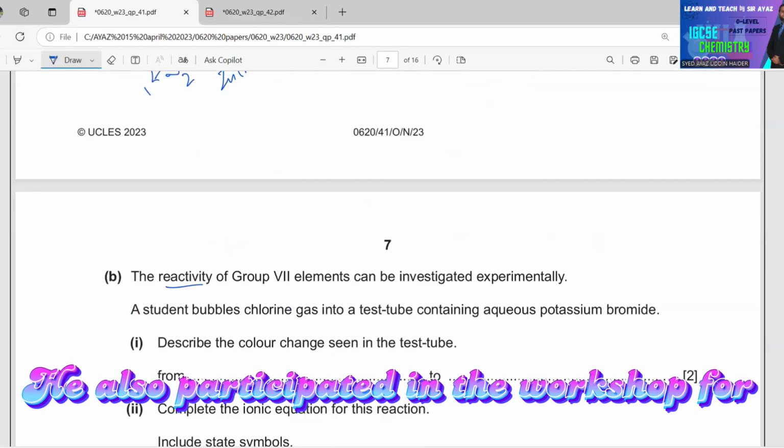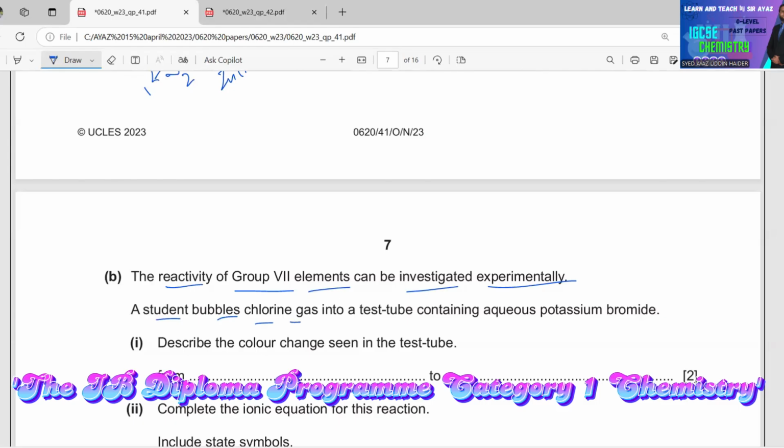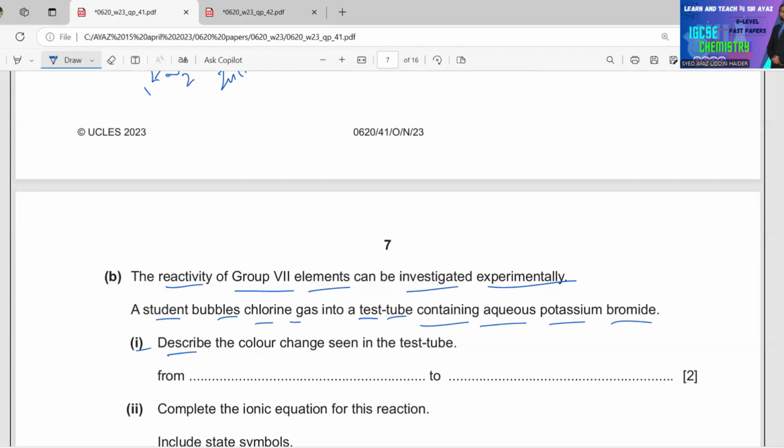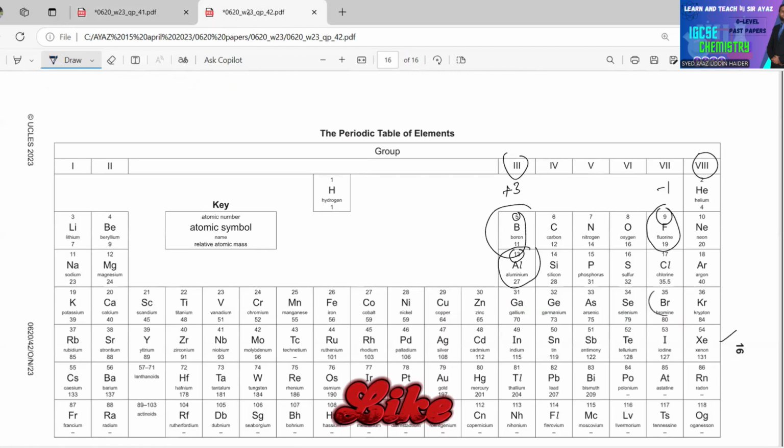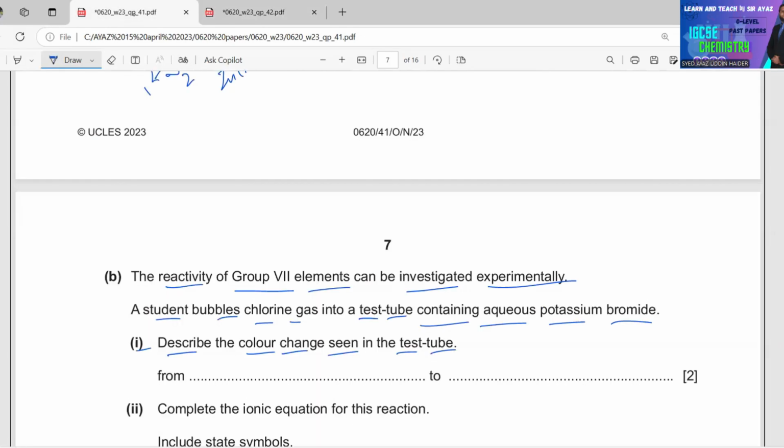B, the reactivity of group 7 elements can be investigated experimentally. A student bubbles chlorine gas into a test tube containing aqueous potassium bromide. Number 1, describe the color change seen in the test tube. So if you look at the position of bromine, bromine is below chlorine. So the reactivity trend in group 7 is that it decreases down the group.